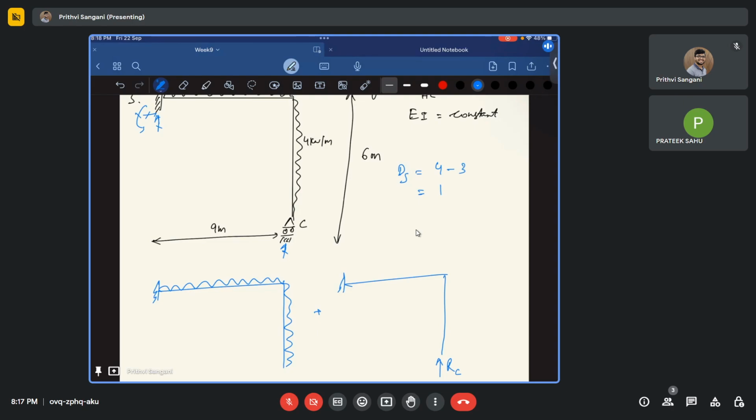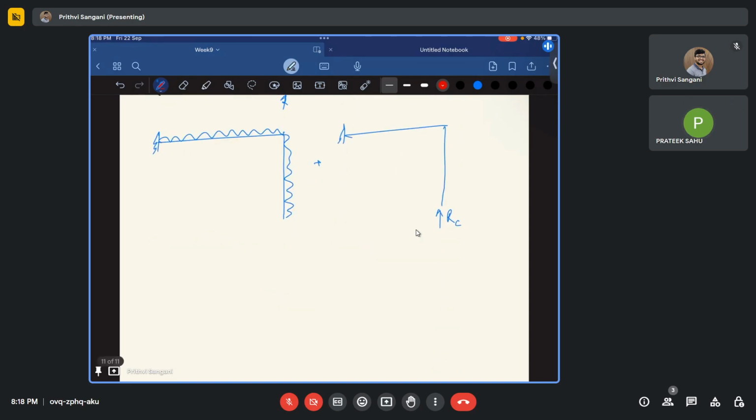I'm just solving the first part of the question, because it has already been solved. So these are my two determinate structures. This is A, B, C, A, B, C. This is 8 kilonewton per meter, and this is 4 kilonewton per meter, and this length is 9, and this length is 6.